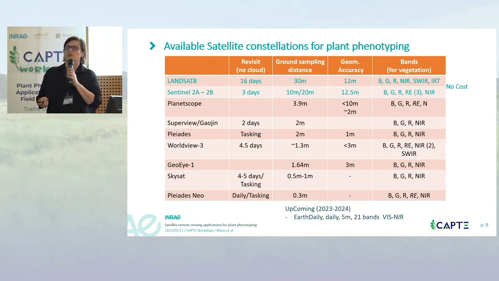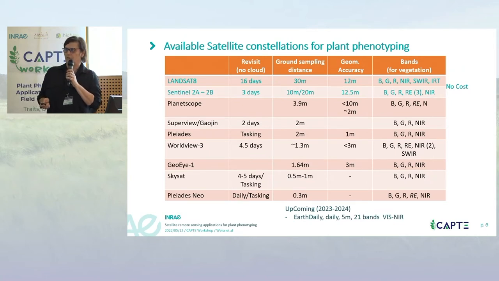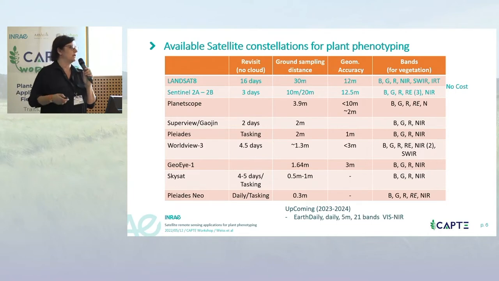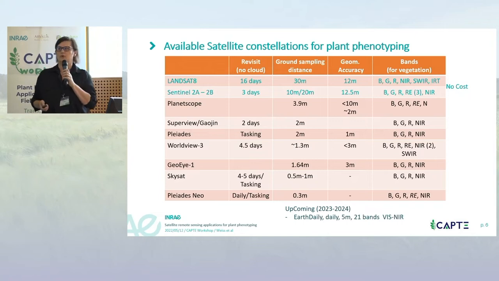And for some of the satellites, like Pleiades or SkySat, you have tasking facilities. That means that you can order some visit on your site, and you can increase in that way the repeat cycle of the acquisition of your data. So mainly they have the same spectral characteristics.